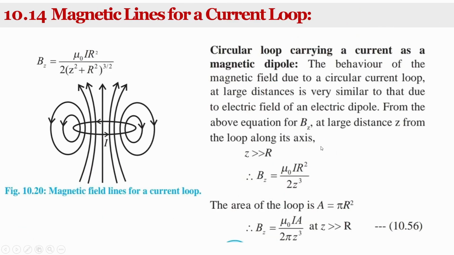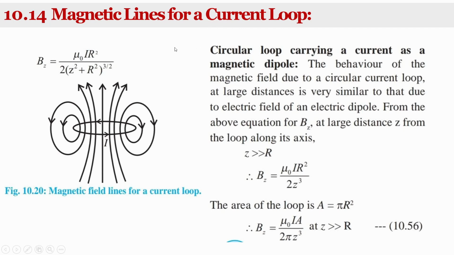Then the next point is magnetic lines for a current loop. We know that if we take a circular loop, the current I flows through it, and due to the current it produces a magnetic field in the surrounding space. This magnetic field can be shown in the form of magnetic lines of force. So in that case we look at the magnetic lines for a current loop.